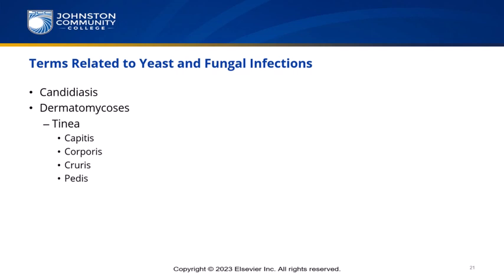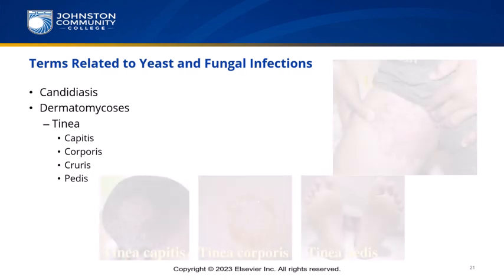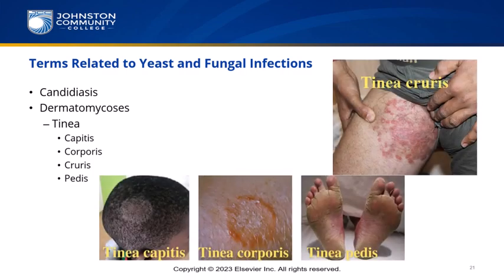abnormal condition. Naming the fungal infections by a specific body area is accomplished by using the term tinea for fungus and a secondary term indicating the area of the body. For example, we have tinea capitis, which is a fungal infection of the head. Capito is our combining form for head. Then we have tinea corporis, which is of the body. Corporo is our combining form for body.